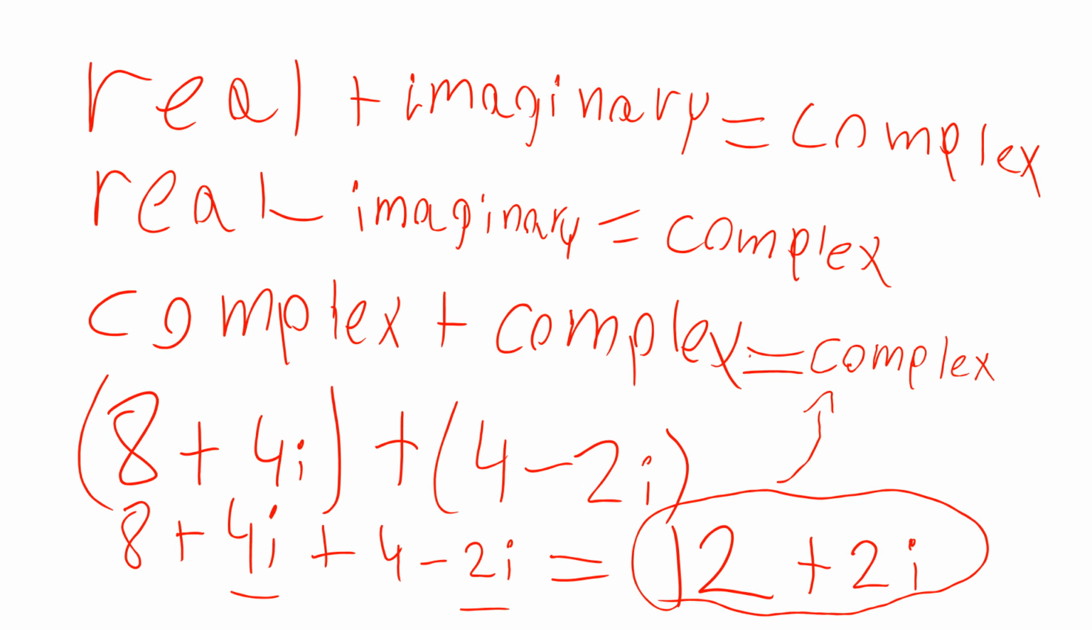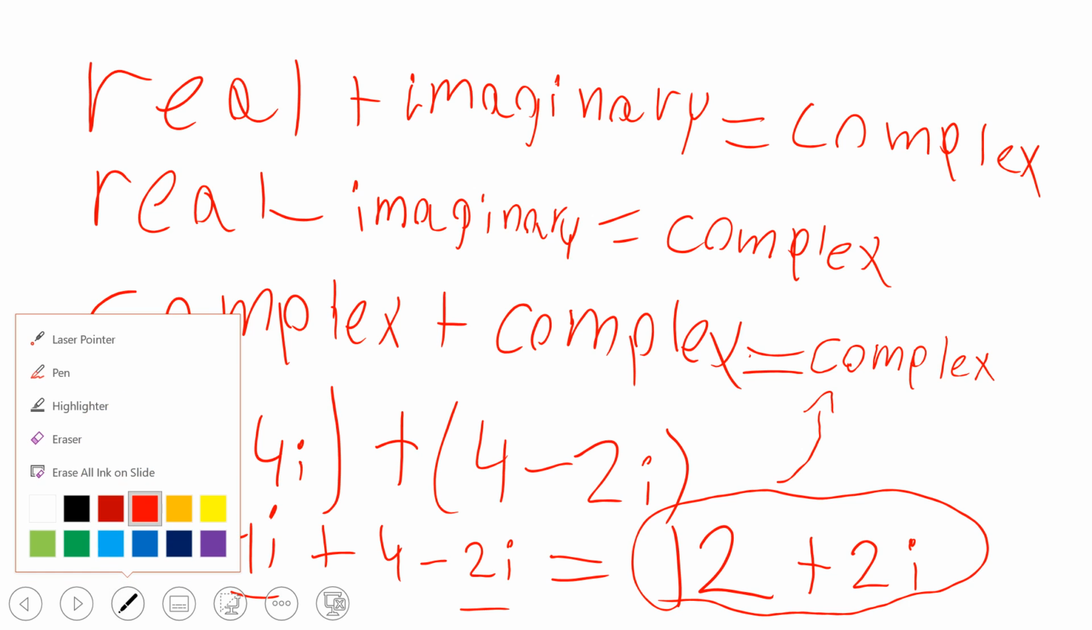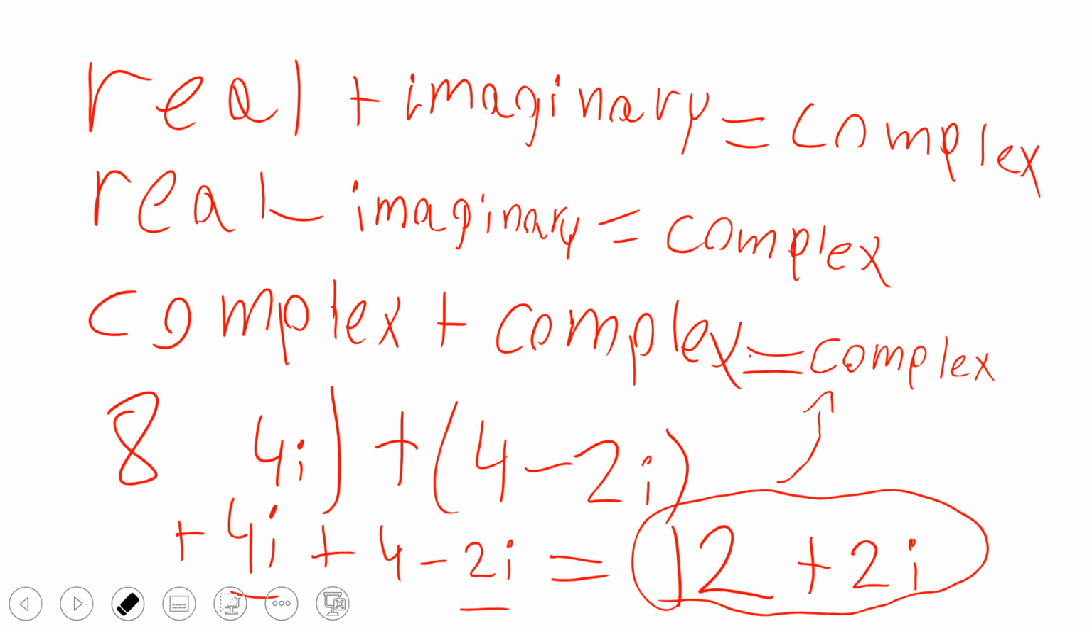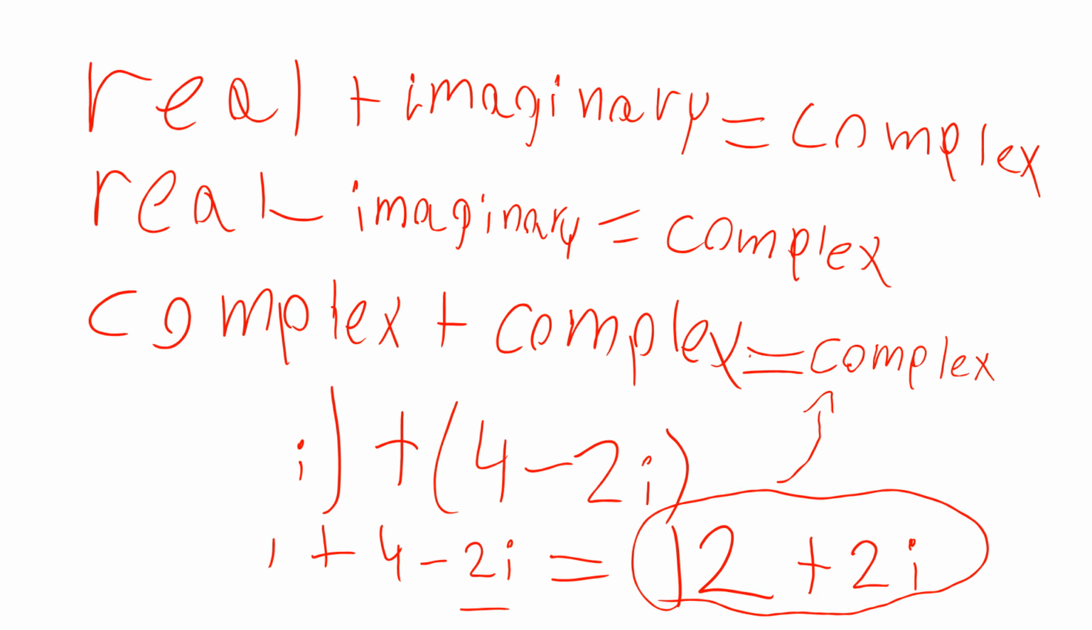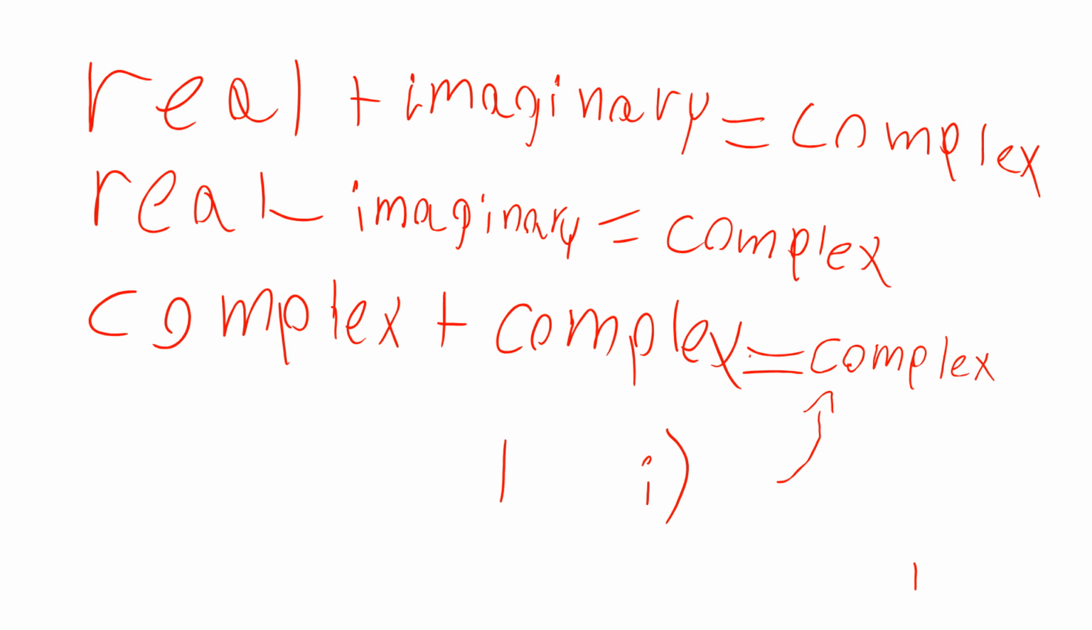So we know a real number plus an imaginary number is going to give us a complex number. A real number minus an imaginary number is going to give us a complex number. A complex number plus another complex number is going to give us a complex number. Let's try subtracting two complex numbers and see what we get.